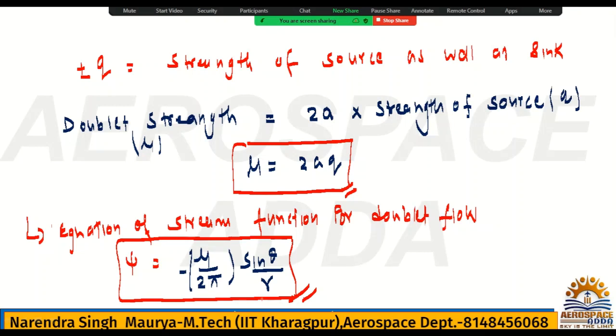Direct formula, if you remember, it will be better. Wherever it is required, definitely I will give it to you. I have explained what is mu. Mu is the strength of doublet, or doublet strength. Okay, r is the radius here, or radial distance. I will give the parameters. What are the parameters that I will give you? Don't worry.